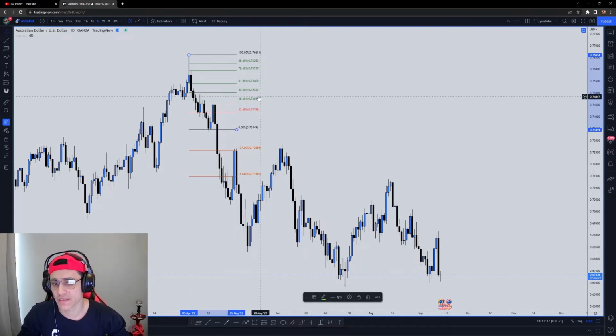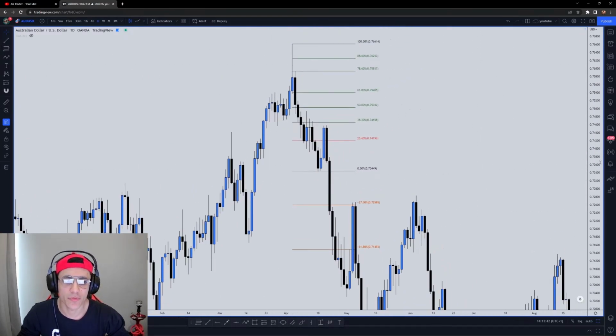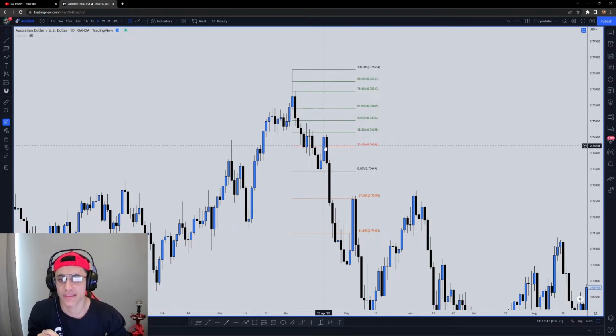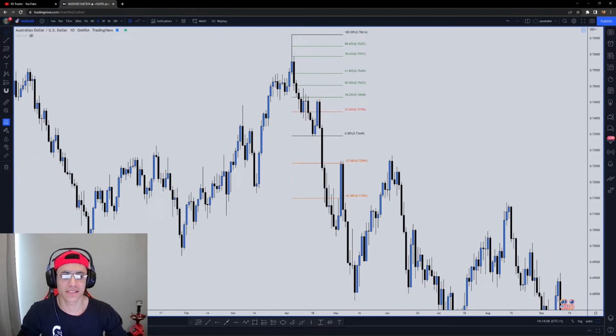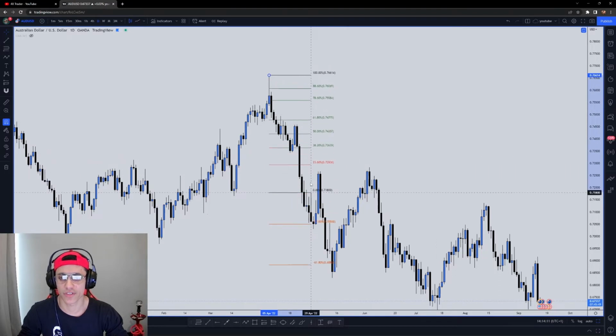The reason why I have the 23.6 in red is because I do not consider this a market structure point. Like this here right now is not a market structure point. It's not a lower high. Therefore, I will not be taking trades from this point. I will only take trades from 38.2 upwards, right? You can see they're all in green except this in red, and then black, and then obviously TP. So if I see that happen, I ignore this and move on, and I carry on with the Fibonacci.